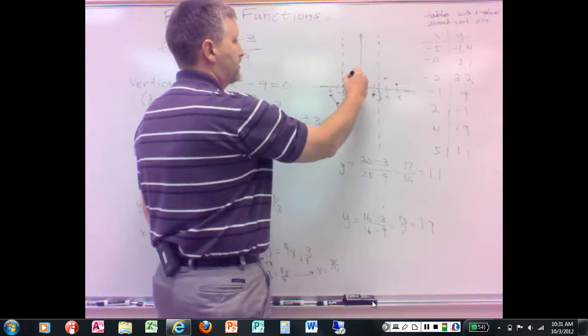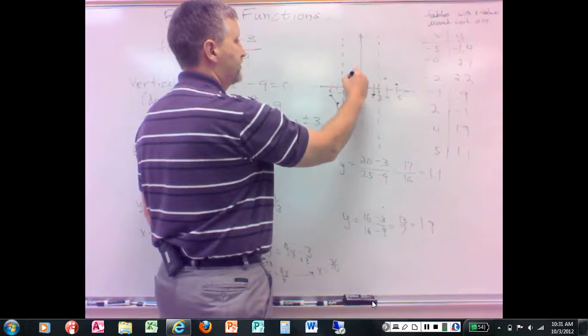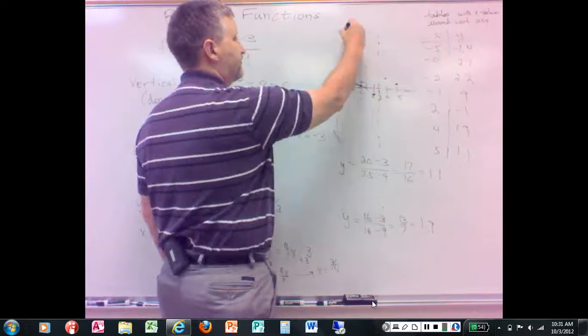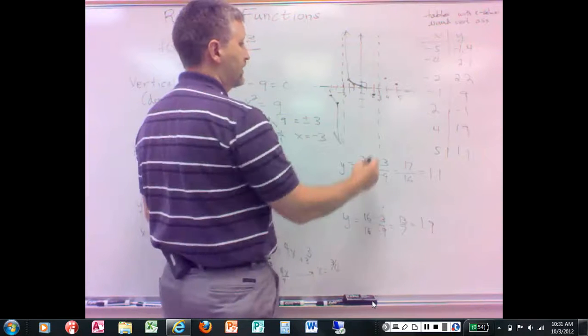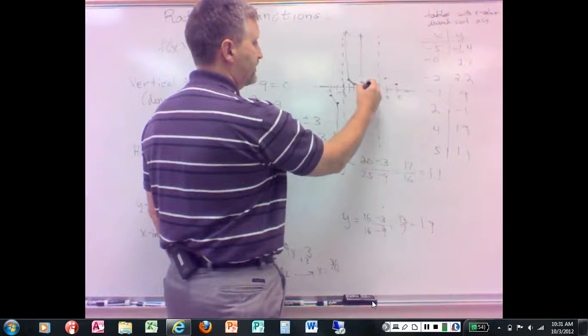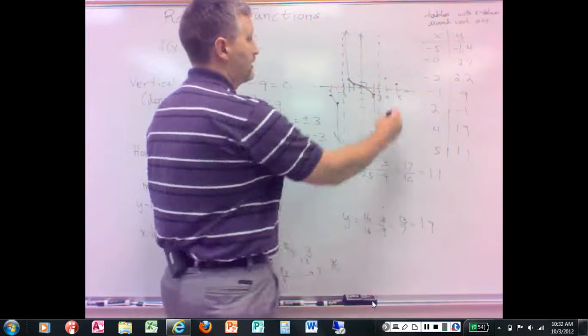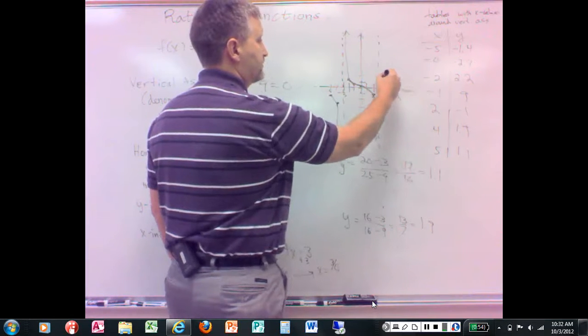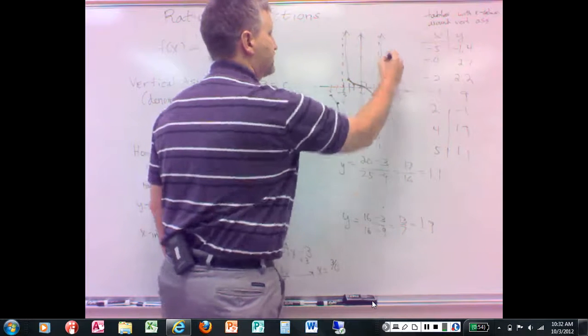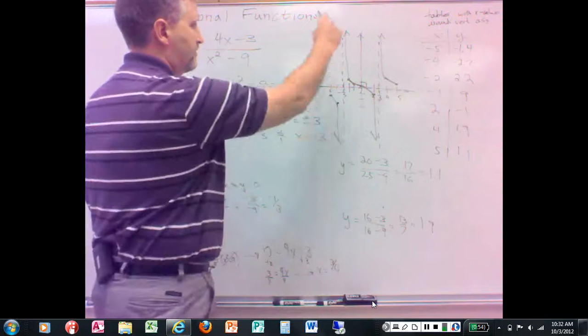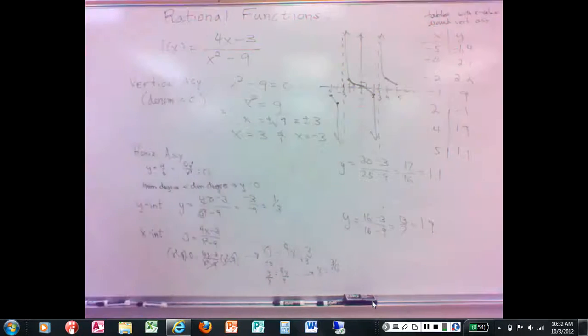Then on the right, these points go here, so on the right of -3, it looks like it's headed upwards, doesn't it? On the left of positive 3, connect these up, and it looks like it's headed downward. On the right of positive 3, these points seem to indicate it's headed up. So I've got down, up, down, up. That's what it looks like.